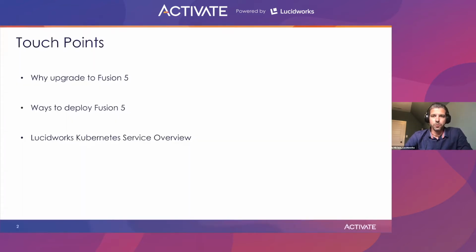Before we jump in, there are three areas that we're going to touch on during the presentation. One of the big ones, obviously, throughout the conference, which is one of the themes for us, is why upgrade to Fusion 5. Also, we'll talk a little bit about the ways to deploy Fusion 5. And then we'll talk a little bit about the details of the Lucidworks Kubernetes Service.